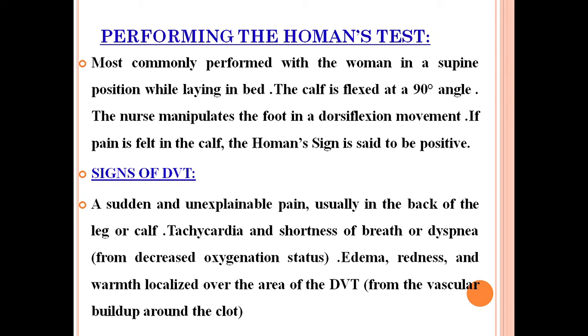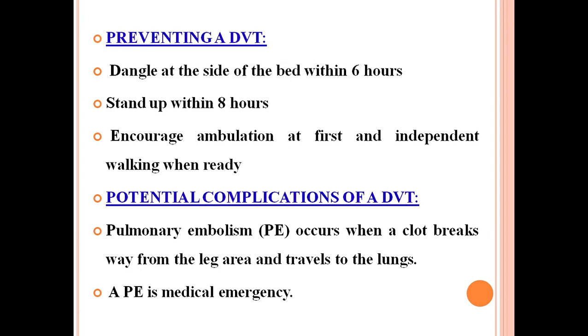The Homans test is most commonly performed with the woman in a supine position lying in the bed. The knee is flexed at a 90-degree angle and the nurse manipulates the foot in dorsiflexion. If pain is felt in the calf, Homans sign is positive. Signs of DVT: a sudden and unexplainable pain, usually in the back of the leg or calf; tachycardia and shortness of breath or dyspnea from decreased oxygenation status; edema, redness, and warmth localized over the area of DVT from the vasculature built up around the clot.